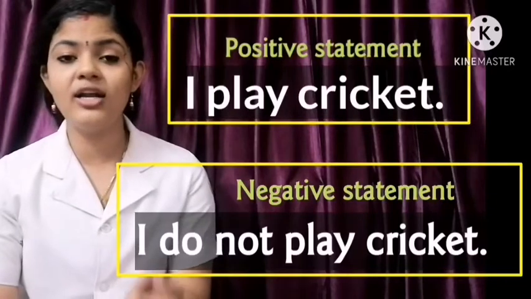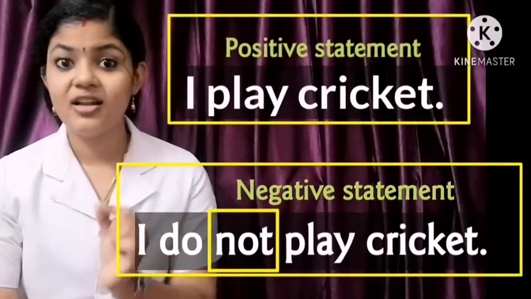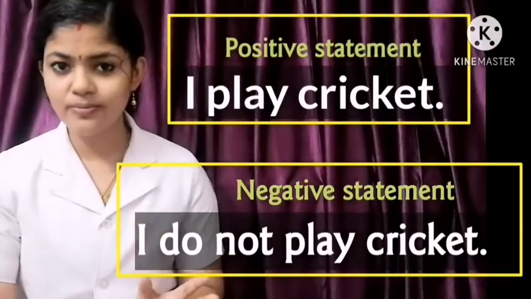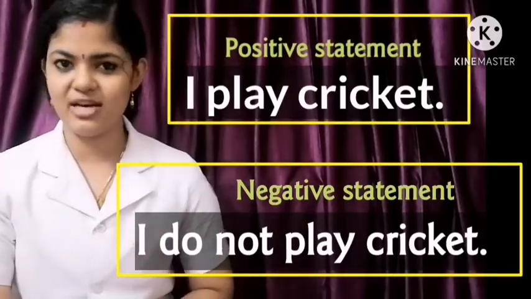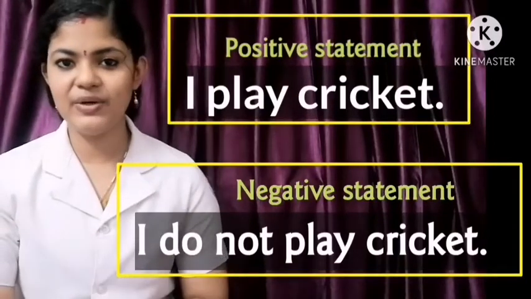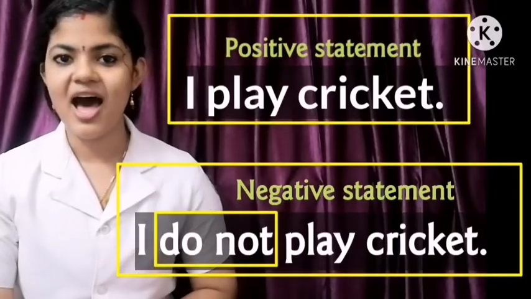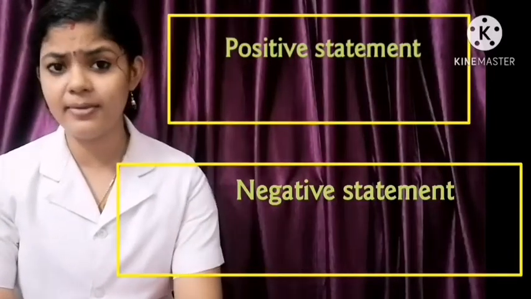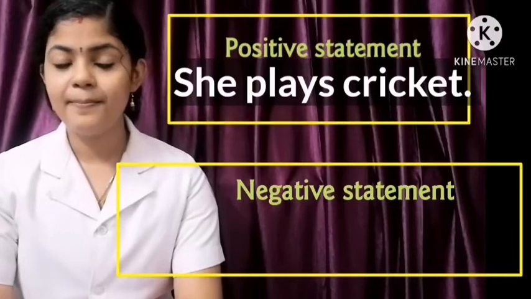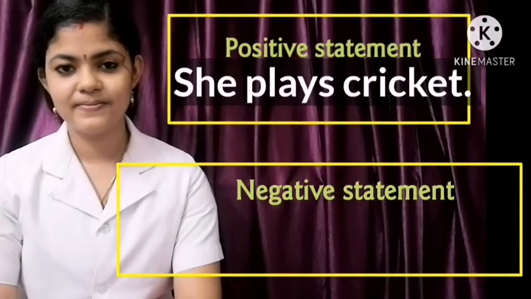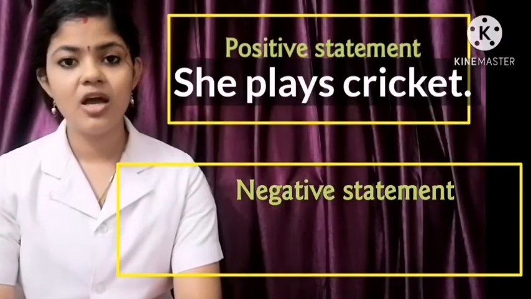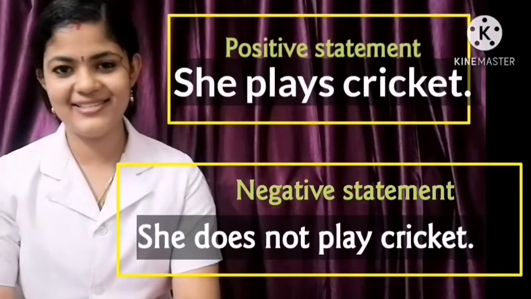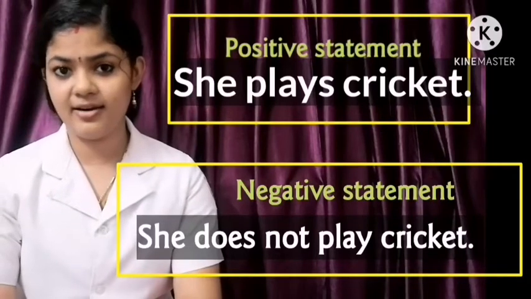So we use the word not. When a sentence comes with not or no, it will become a negative statement. I used do not. I do not play cricket. Another example. She plays cricket. And I'm going to change it. She does not play cricket.